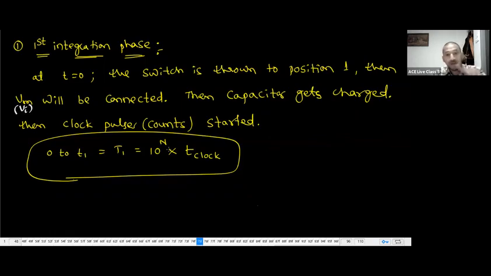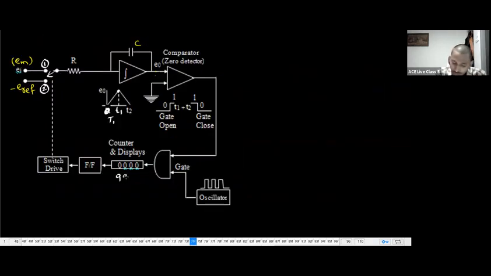This is T1. Now, it reaches the maximum at this T1 time. Very important: if one more count comes, for example 9 plus 1, 10, it becomes 0. But here a carry pulse will be there. The carry element will not be there in the counter itself, but some other element, a flip-flop, will be triggered by this. Therefore, the carry pulse will trigger the flip-flop.